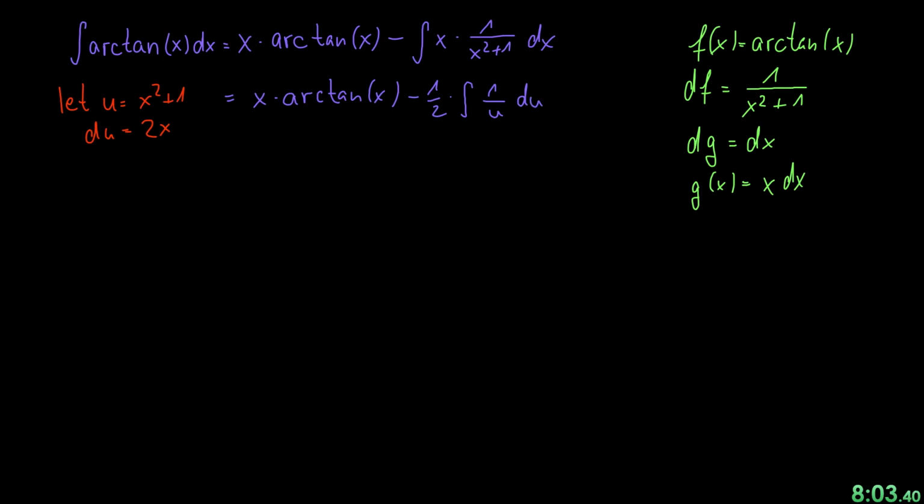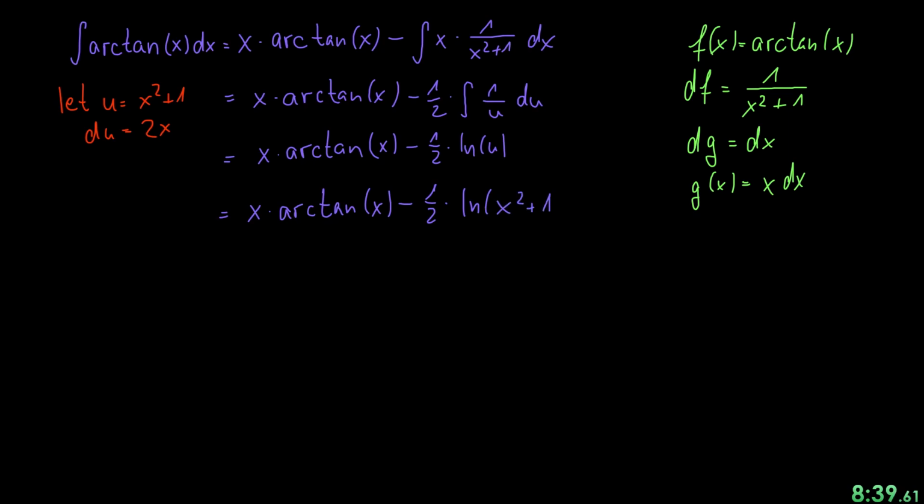The integral of 1 over u is just the natural log of u, so we have x times the inverse tangents of x minus 1/2 times the natural log of u, and now finally we do our u substitution and we have x times the inverse tangents of x minus 1/2 times the natural log of x squared plus 1, and finally plus c.